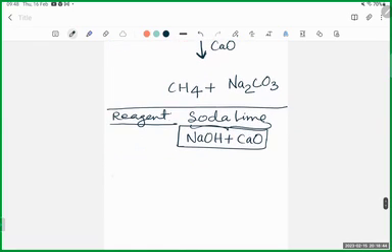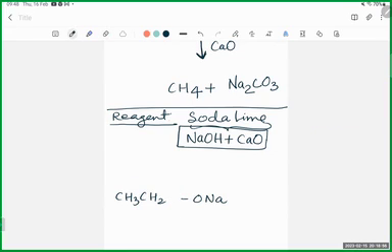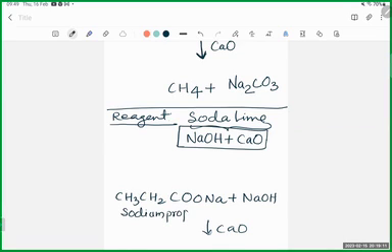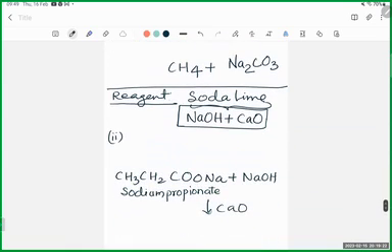Yes, ma'am. Okay, try this reaction by yourself. CH3, CH2, C double bond O, O, Na. I have just written the same. If you're getting confused, no worry, I will write CO. So what will be the product, Hridaya? Treating with sodium hydroxide and calcium oxide. This is sodium propionate. Yeah, please tell me the product.